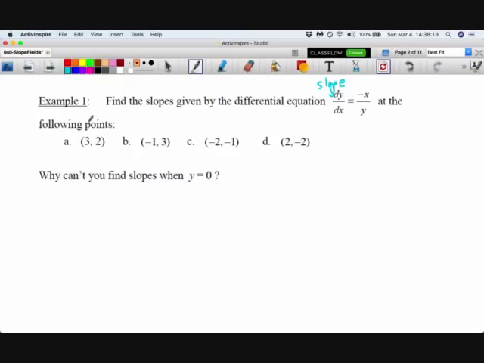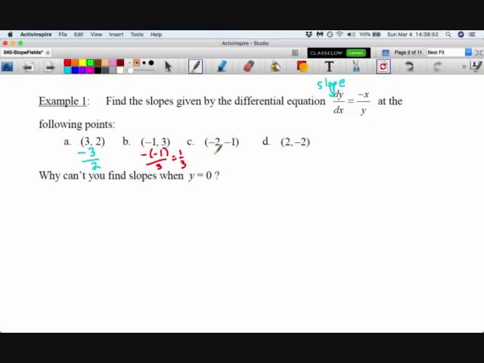Here we go. At point A, we have 3, 2. So I'm going to replace the x with 3. So we get negative 3. And replace the y with 2. That's it. That's all there is to it. Easy peasy. Replacing the x with negative 1 gives us negative, negative 1. Hope you have 2 negatives there. Careful, careful. Which gives us positive 1/3, if we simplify.